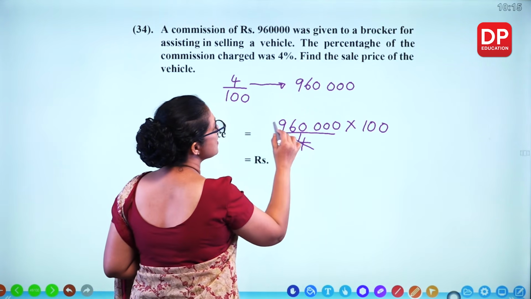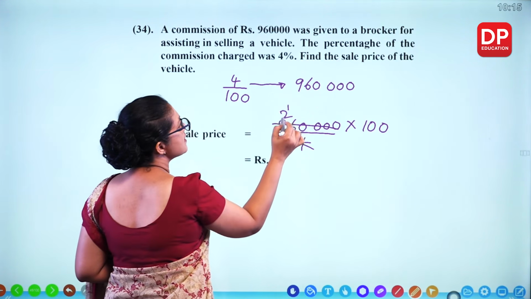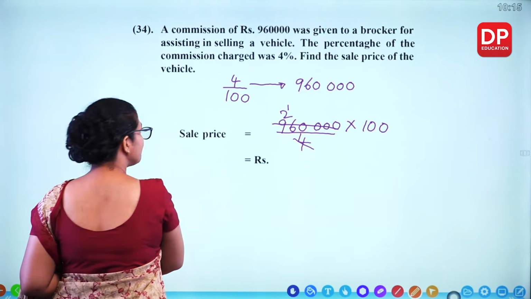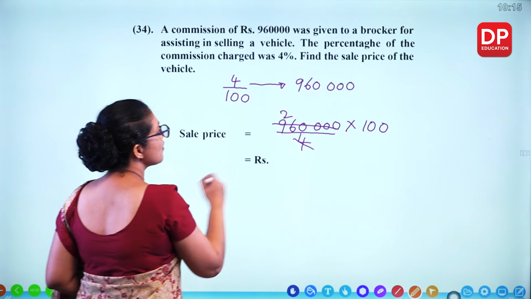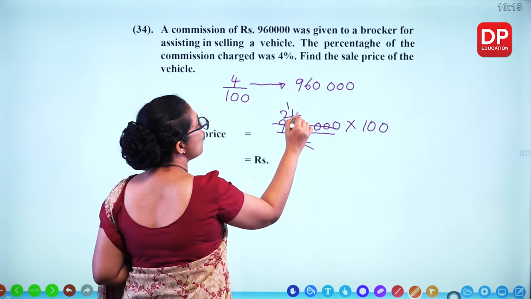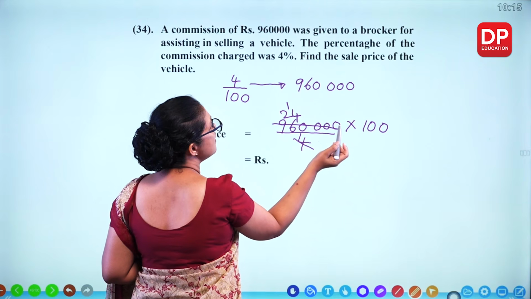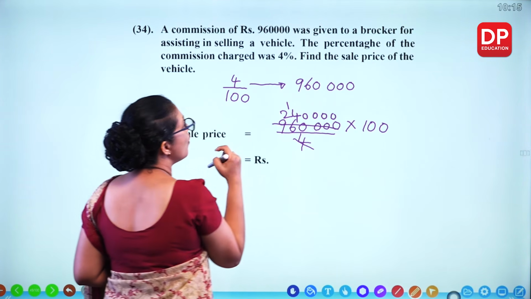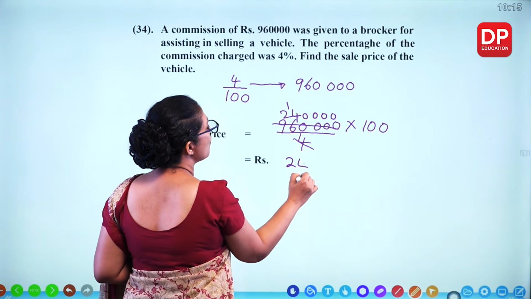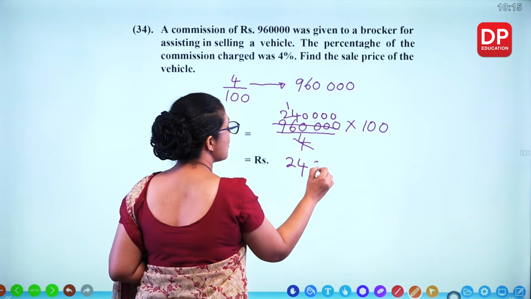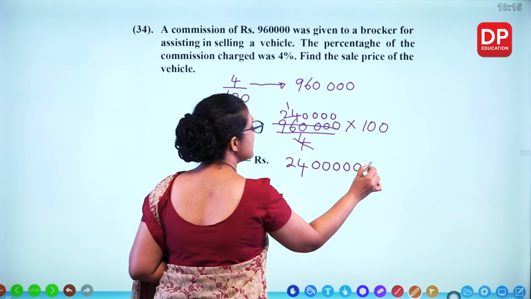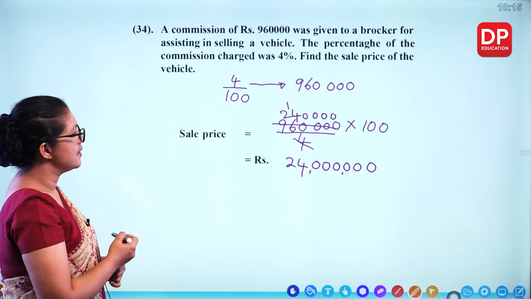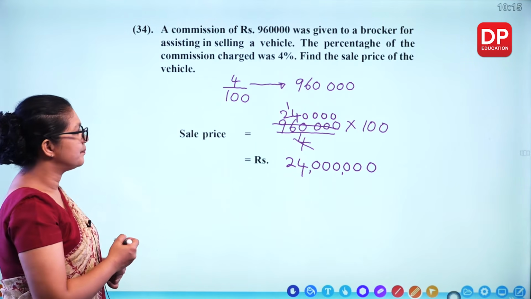So 4 times 2, 8. For 16, that's 4 times 4. 4 times 4, 16, and you get 2, 4, and then zeros: 1, 2, 3, 4, 5, 6. That means 24 million is the sale price.